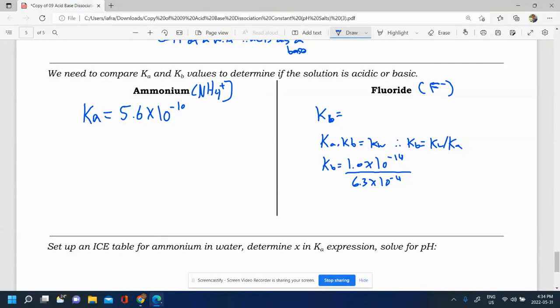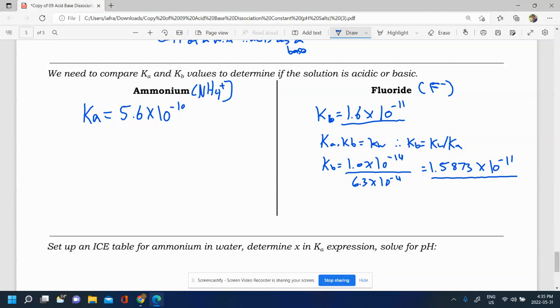And so when we get that, let's do that in our calculator: 1 times 10 to the power of negative 14 divided by 6.3 times 10 to the power of negative 4. And we get 1.5873 times 10 to the power of negative 11. We don't really need that many sig figs. We could keep it to 2 sig figs, so we could say about 1.6 times 10 to the power of negative 11.